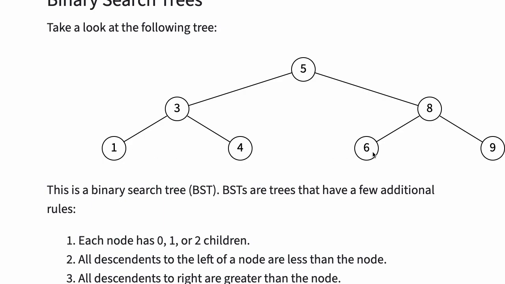1, 4, 6, and 9. So let's just pick the node 9. The nodes between 5 and 9 are 5, 8, and 9. So the height of this tree is 3.